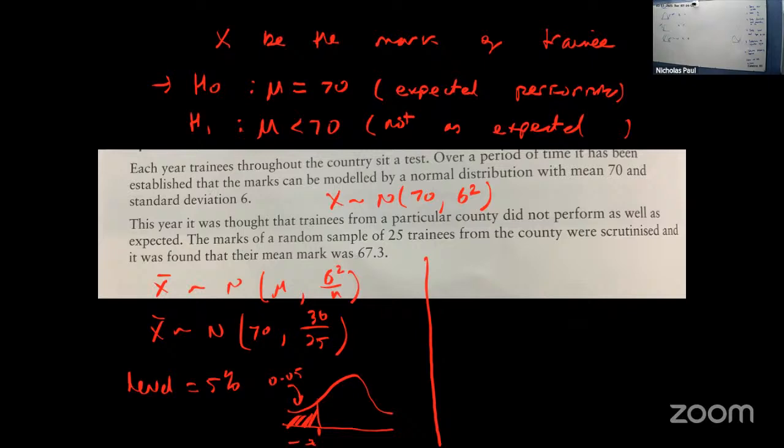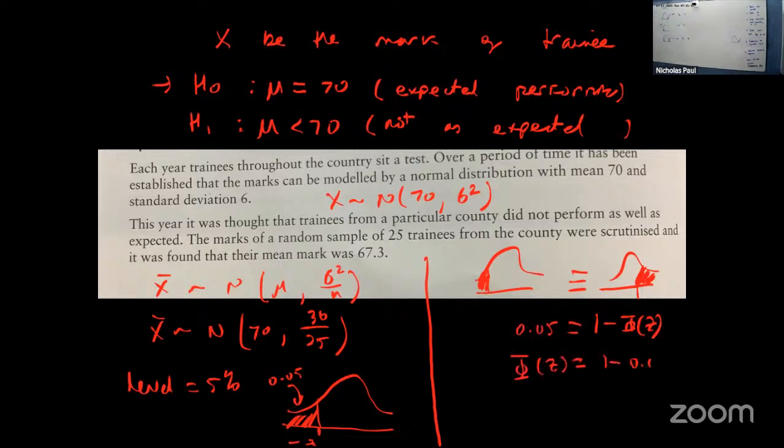Okay, so if you remember, go to tables, right? Remember, this left-hand side here is the same as this on the right-hand side. So you have to read off 1 minus phi of whatever Z is, equal to 0.05. So phi of Z is 1 minus 0.05. Technically, you have to read off phi inverse of 0.95. Go to tables and tell me what that corresponds to with Z.